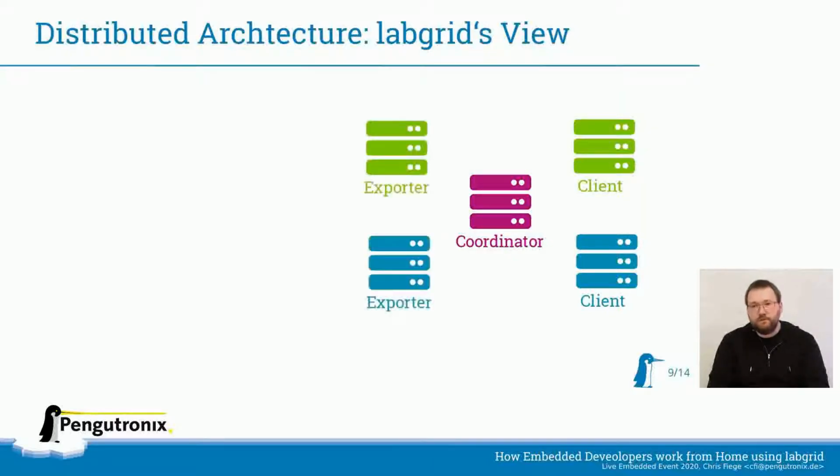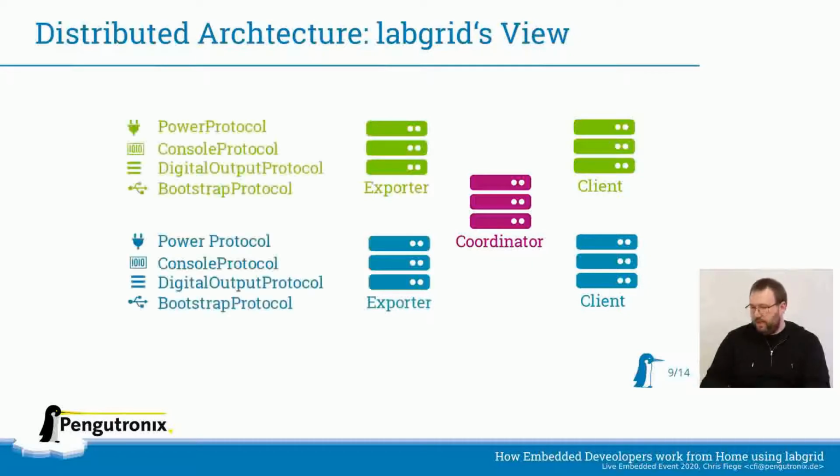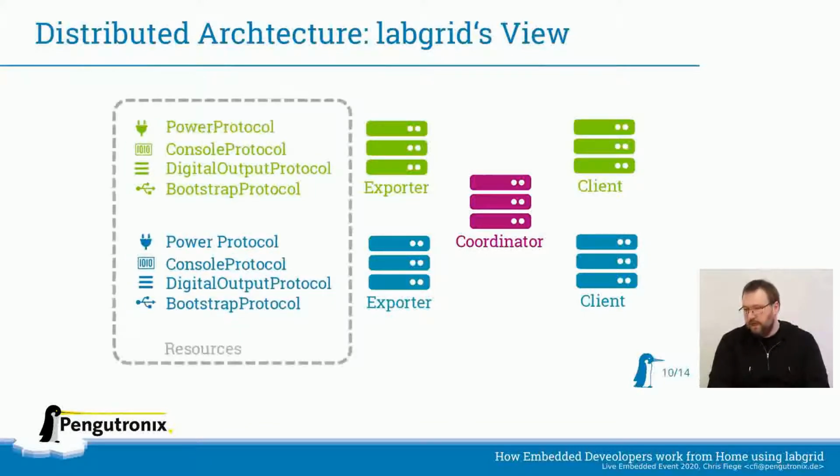The other part of Labgrid that connects to the coordinator are the exporters. Exporters are pieces of software that control a bunch of resources that are available in your lab. Resources are all those lab automation devices you have. And in the end, the clients will connect to the exporter using SSH. So as long as you're able to reach the exporters and the coordinator, you're free to work from everywhere.